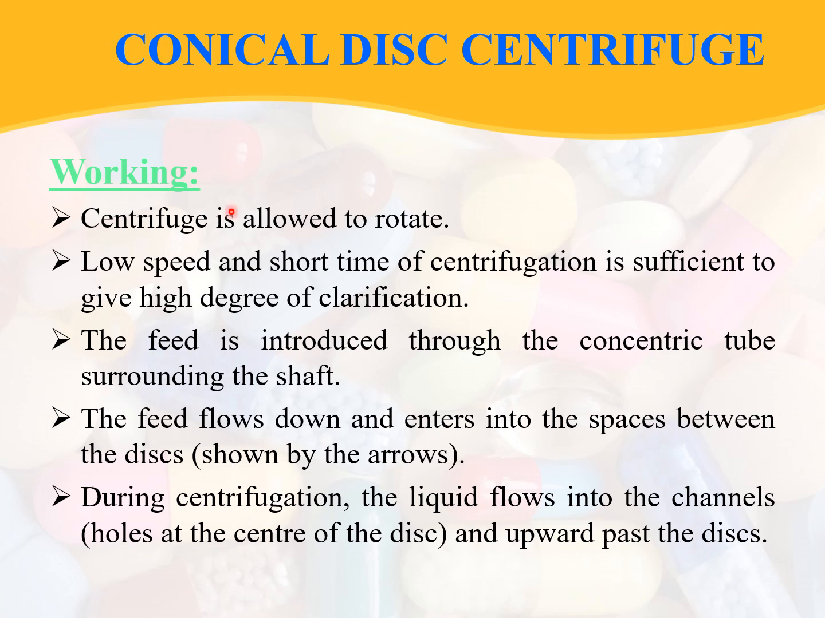Coming to the working, the conical disc centrifuge is allowed to rotate. Low speed and short time of centrifugation is sufficient to give a high degree of clarification. The feed is introduced to the concentric tube surrounding the shaft, and the feed flows down and enters into the spaces between the discs. During centrifugation, the liquid flows into the channels, the holes that are present at the center of the discs, and upward past the discs.